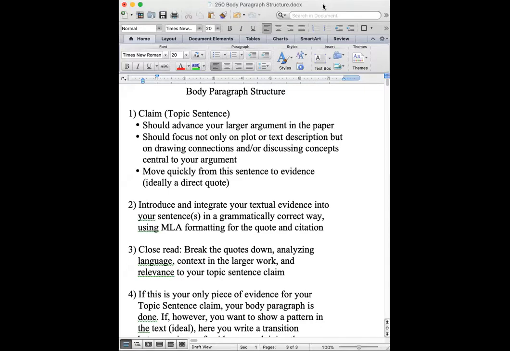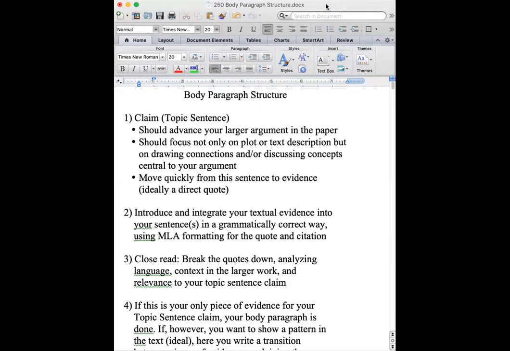Okay, so as already discussed, you want your body paragraph to start with a claim, and colloquially, as you'll probably have heard before, we call that claim a topic sentence. And there are a few criteria for what makes a topic sentence good. One, it should advance your larger argument in the paper, your thesis, right? Every topic sentence should build off of the topic sentence that came before, and it should incrementally build to your greater point, which is your thesis.